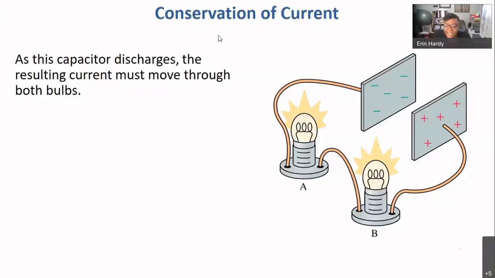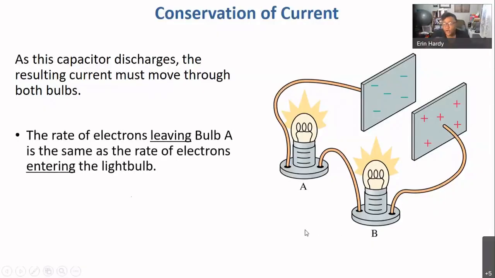If I traced a single negative charge from the negatively charged plate, there's no opportunity for it to divert. There are no junctions anywhere in this loop. So it is constrained to go through this wire segment, through bulb A, through the next segment to bulb B, and then through the last one to get back to the positively charged plate. So there are no other options. There's no place that this current can split up.